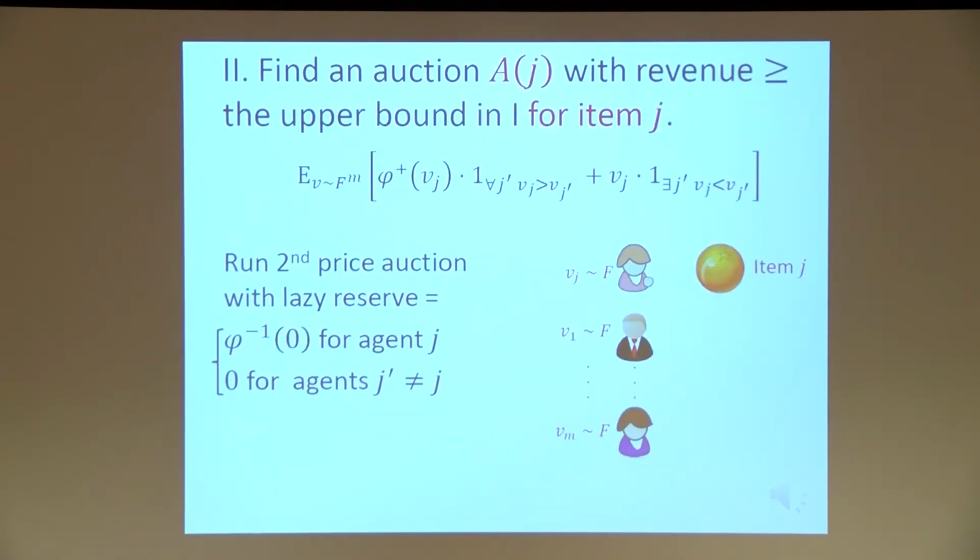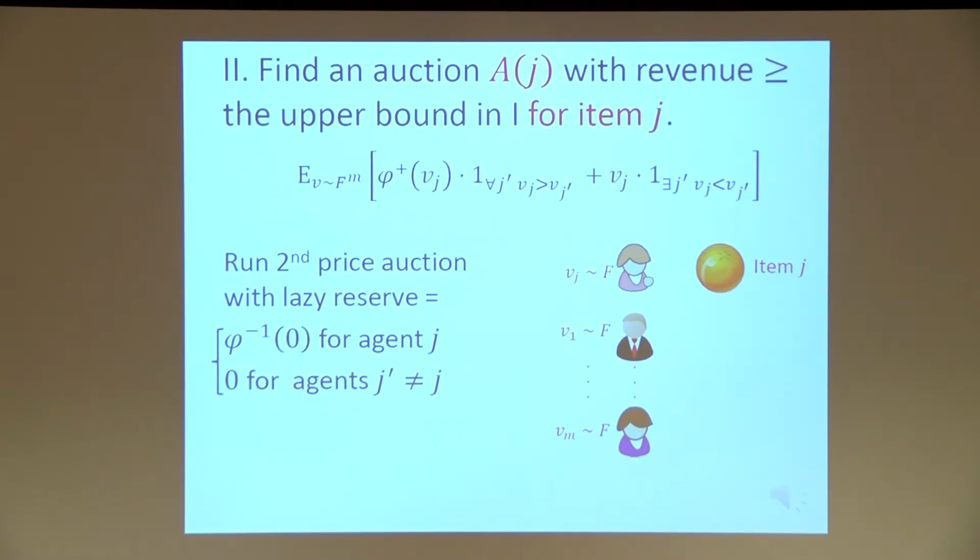Okay? And the mechanism is as follows. So now we add n-1 bidders. We need to add additional bidders, and we run a second price auction with lazy reserve. What does it mean? We see who has the highest value. And if this highest valued bidder is also above the reserve, he is allocated. Otherwise, nobody is allocated. And he pays appropriately.